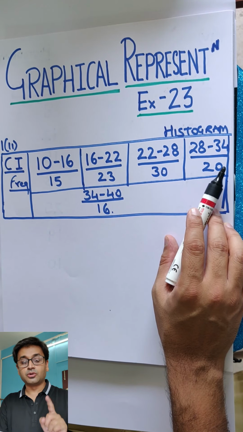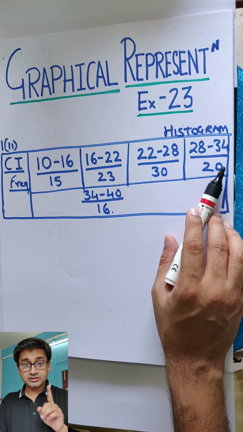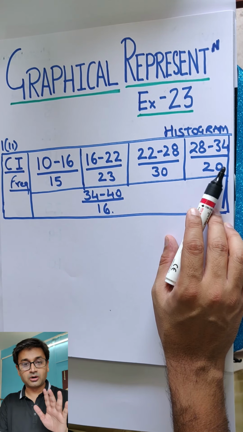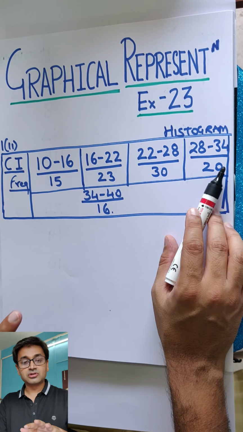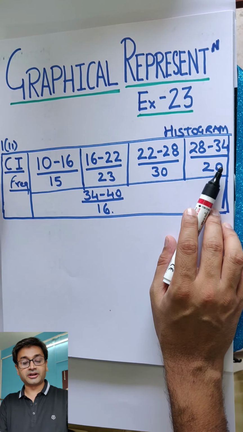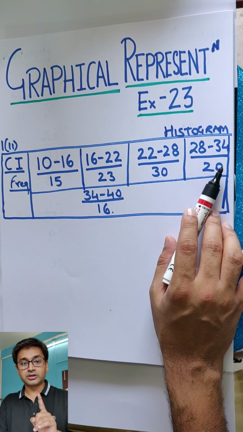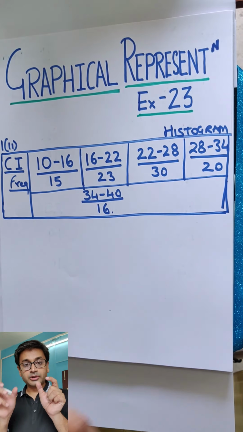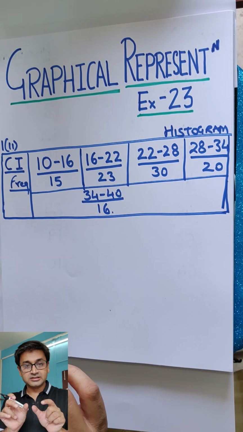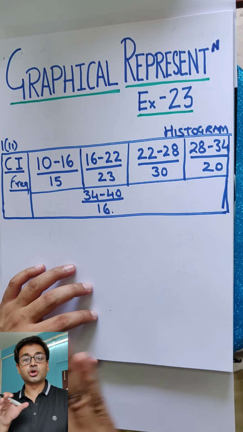So the first thing you need to notice is whether they are continuous or not continuous. If they are not continuous, then we need to make them continuous. How? That I'll tell you later when we reach a question of that type. So right now we are focusing on this part and trying to make a histogram. It should be very clear in your head that histograms are bar graphs, but between two bars or two rectangles there will be no space. They are all connected to each other, they are all joined to each other.